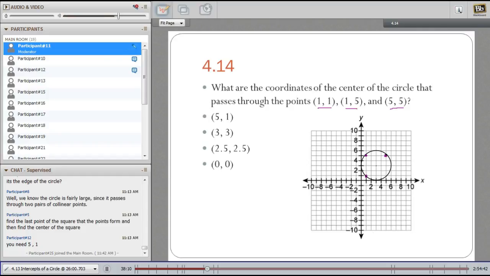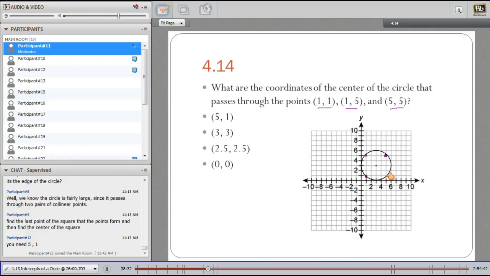Okay, so let's think about, let's see, so you need 5, 1. Yes, you would also know that that's on the circle, right, the point (5, 1). How could you find the center of the circle? Because that's what we're going for. Any ideas on how to find the center?